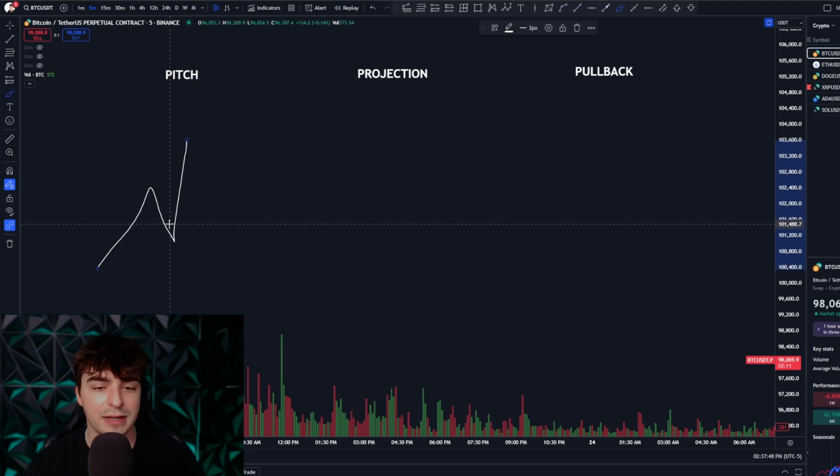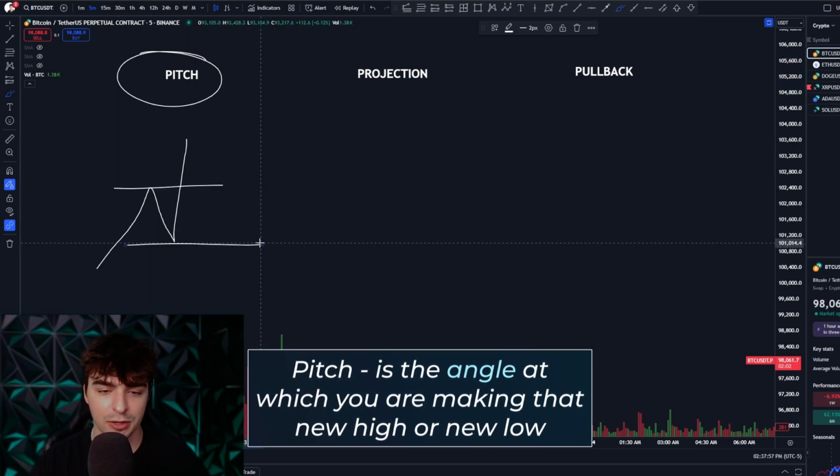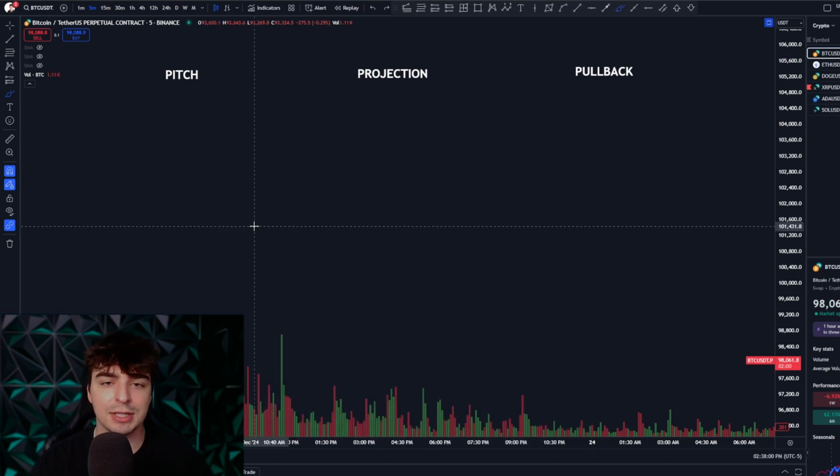They're two very different things and they spell out a different story. So pitch is going to be the angle at which you are making that new high or new low. Okay, so that gives us an idea of the strength and the sentiment of how strong the actual buyers and sellers are. And you'll see why this matters in a second.